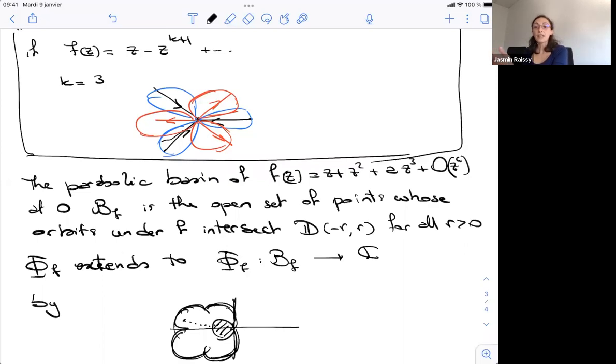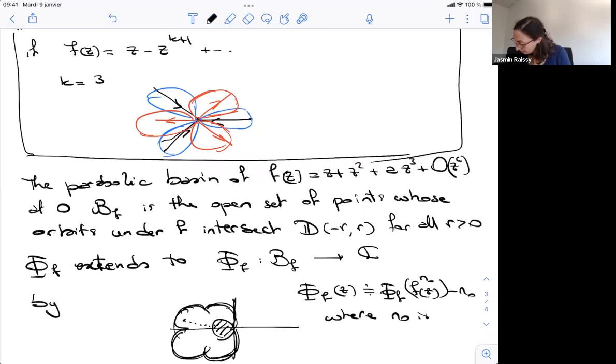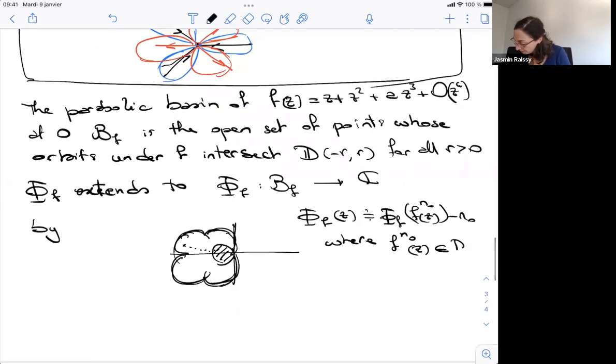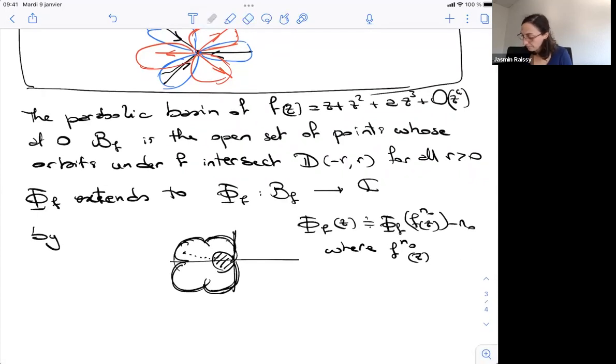And now, how can I make sure that this is going to give me something which is a good function, which is working out well? Well, I'm going to take out the number of iterations that I took to get inside. And so phi of f of z is going to be equal, by definition, to phi of f iterate n zero, minus n zero, where n zero is the number such that f iterate n zero of z belongs to the petal.